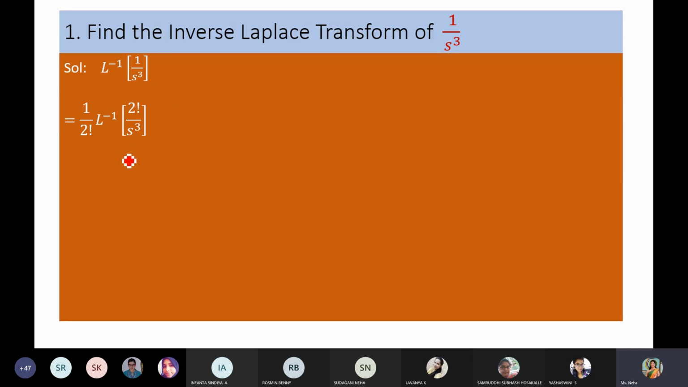Now this is the Laplace transformation of what? This will be the Laplace transformation of t square. So the final answer is t square by 2 factorial, or t square by 2. See, inverse Laplace is very simple if you remember the formula. If you don't remember the formula, then it might look difficult for you. So everyone understood problem number 1?